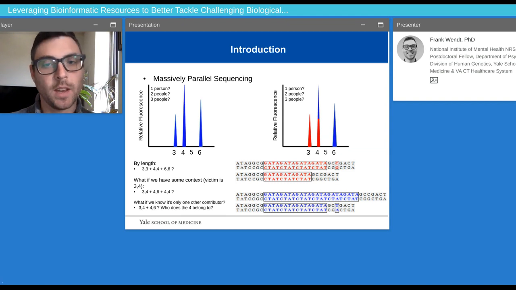But massively parallel sequencing lets us take this a little bit further and say, I can actually tell you what part of that 4 peak came from our victim and what part of that 4 peak came from our person of interest. And this is done using the sequence level information that is contained in each of those triangles. So we can break apart that 4 triangle into 2 pieces, the red part that may belong to the victim, for example, and the blue part that may belong to our person of interest.